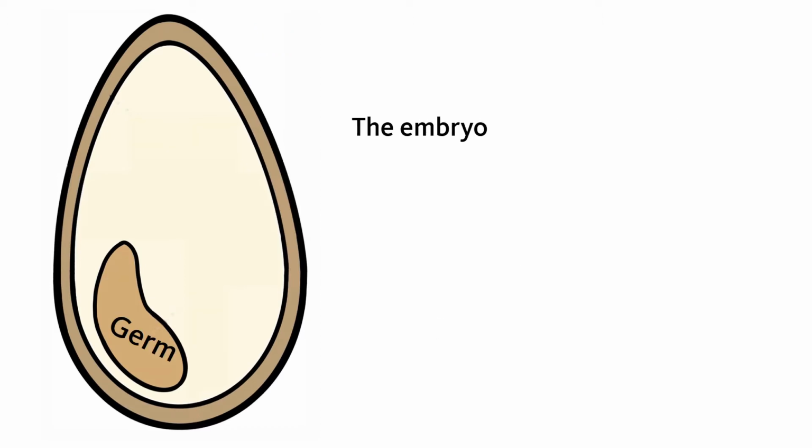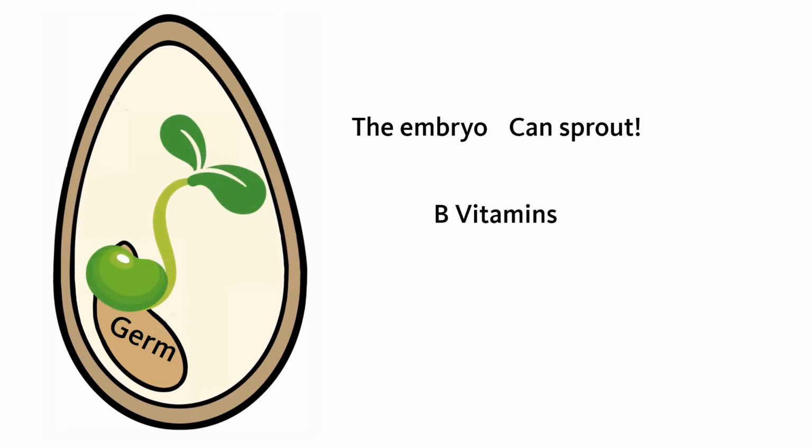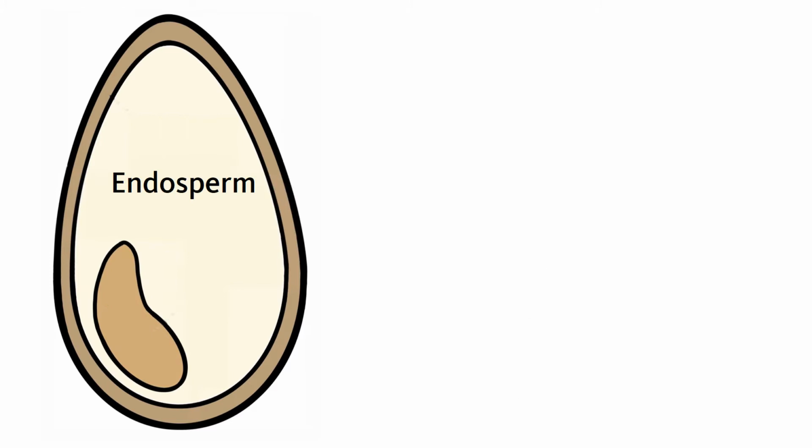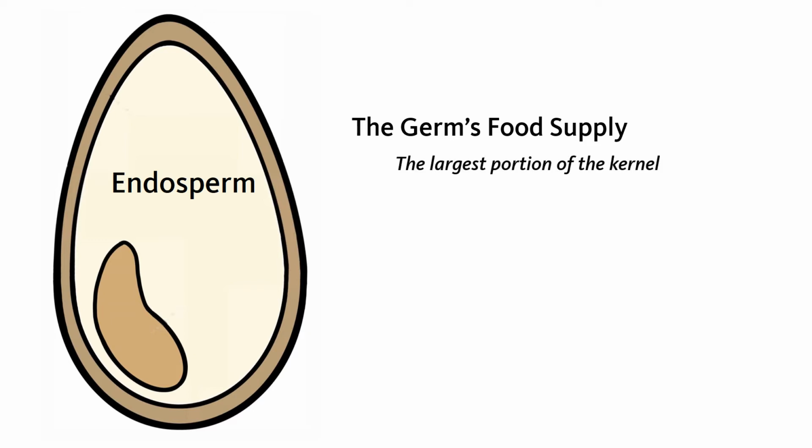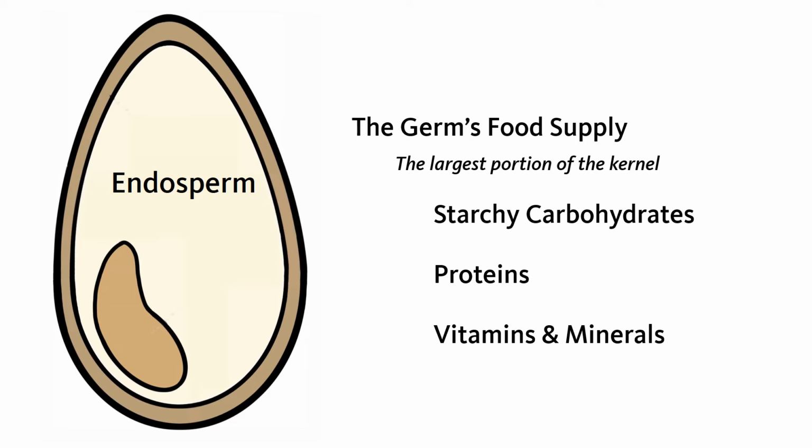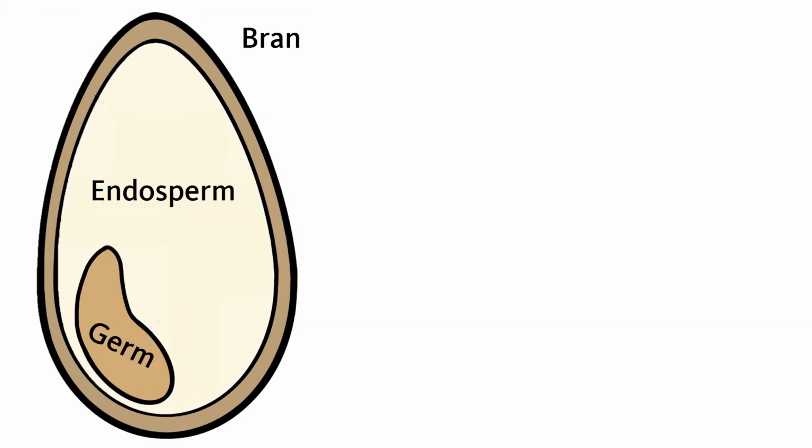The germ is the embryo which has the potential to sprout into a new plant. It contains many B vitamins, some protein, minerals, and healthy fats. The endosperm is the germ's food supply, which provides essential energy to the young plant. The endosperm is by far the largest portion of the kernel. It contains starchy carbohydrates, proteins, and small amounts of vitamins and minerals. A grain is considered to be whole when it contains all 3 of these parts. A refined grain is a term we use to describe a grain that is not whole.